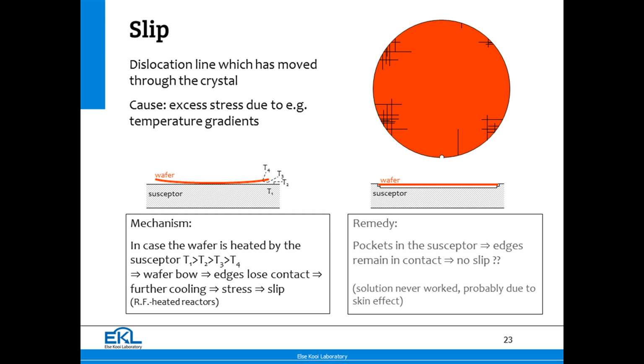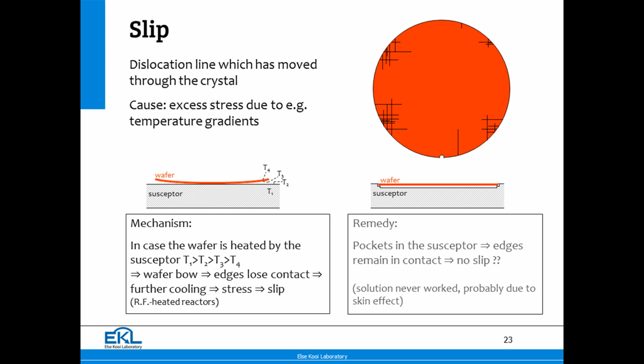Defects, crystallographic defects. Slip is the one that has plagued the EPI processing. What is slip? A dislocation that has moved through a crystal or through a part of the crystal, and in effect, part of the crystal is moved with respect to the other part. And on a 100 surface, a slipped wafer will look like this. You see the dislocation lines on the four corners.